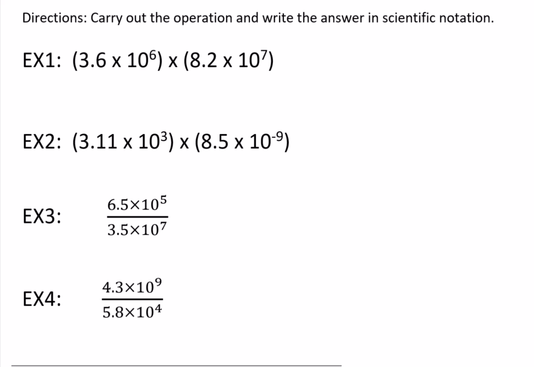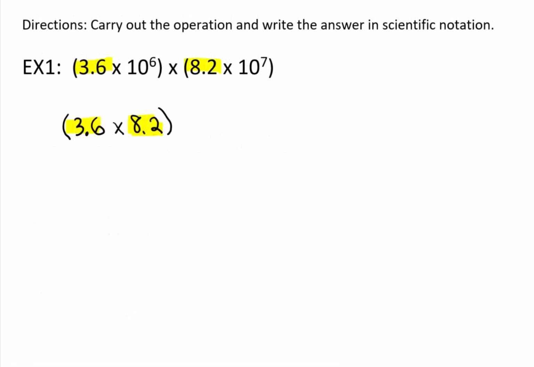In this video, we are going to be multiplying and dividing expressions in scientific notation. The first thing that you're going to want to do is take the two leading numbers, 3.6 and 8.2, and actually multiply them together. Put them in parentheses and set them up with multiplication. Then we're going to take the two exponents, 6 and 7, and we add those two together. And in front, of course, it's times 10 to the 6 plus 7th power.